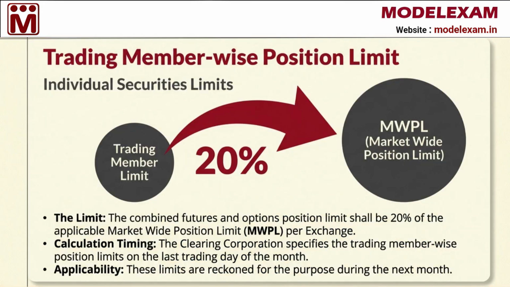Now, let us look at the trading member limits for individual securities rather than the broader index. For a specific stock, the trading members' combined limit for both futures and options is capped at exactly 20% of the applicable market-wide position limit. The timing for calculating this is quite predictable. The clearing corporation officially calculates and specifies these member limits on the very last trading day of the month, and those limits are then strictly applied and monitored throughout the entire next month.